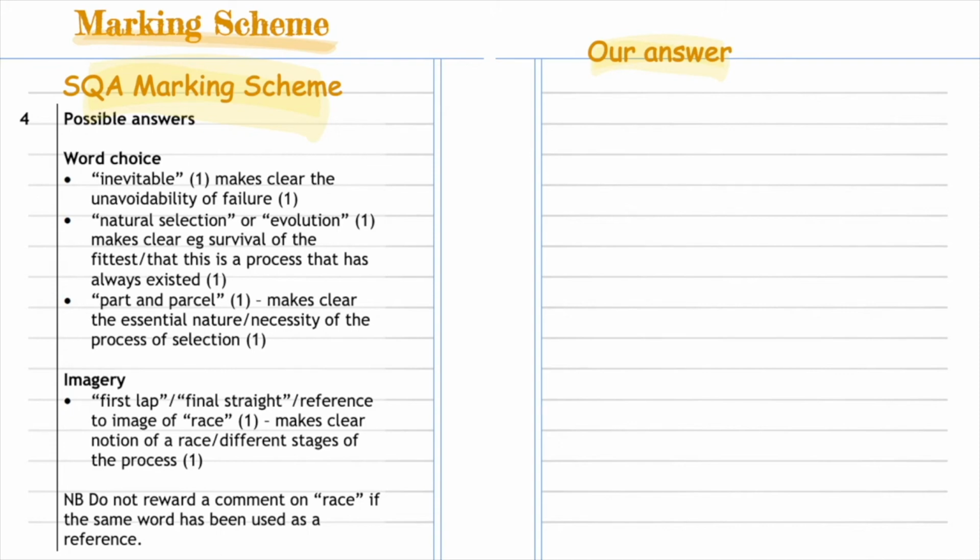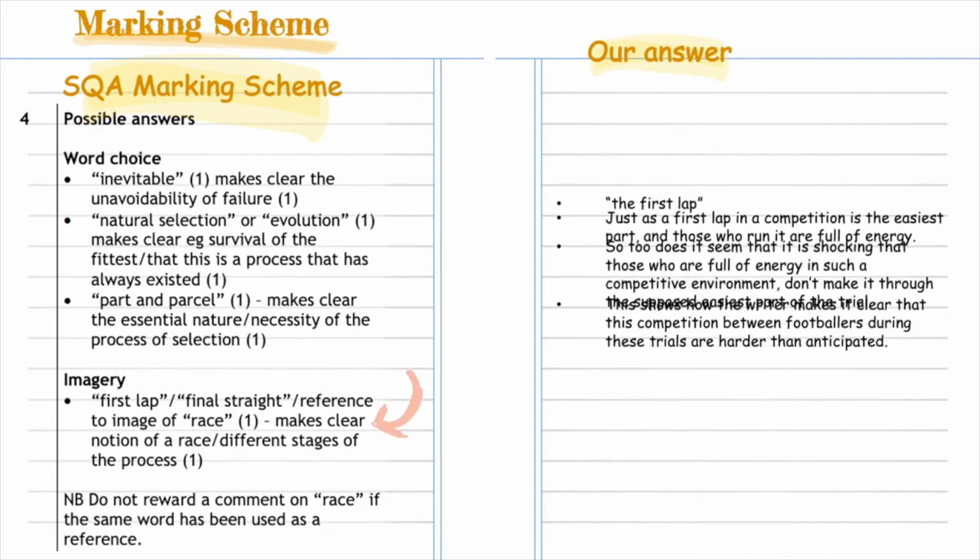If you are going to do this question in the exam, I do recommend using subheadings in order to separate your answers. But for this, we're only looking at imagery. So we're going to look at the first part of the imagery. There's a mention of a first lap here. We mentioned the first lap in our answer.